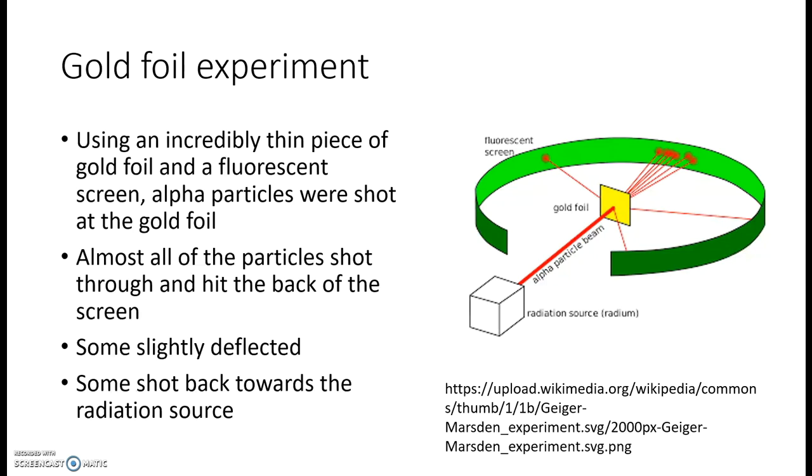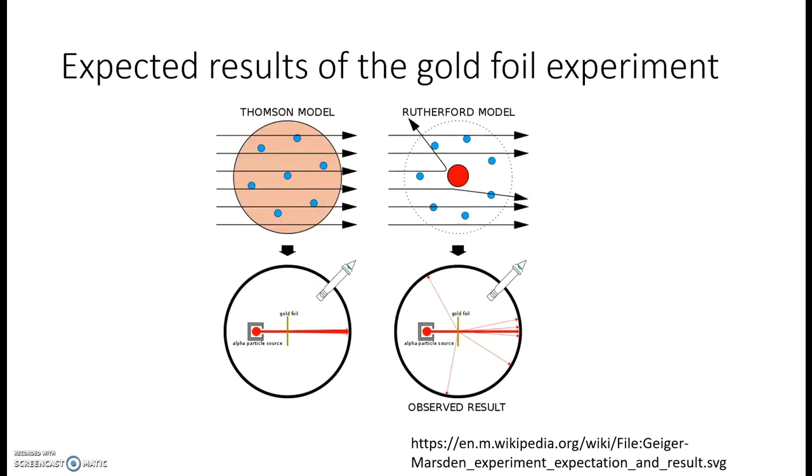But some of them end up slightly deflecting. Some of them just do a small deflection, and some of them almost are shot back towards the radiation source itself. Now, it's not a lot of them. It's just a few that end up doing this deflection or even this extreme deflection. But what it tells us is, well, the Thomson model really cannot be right. We would have expected that it goes straight through.